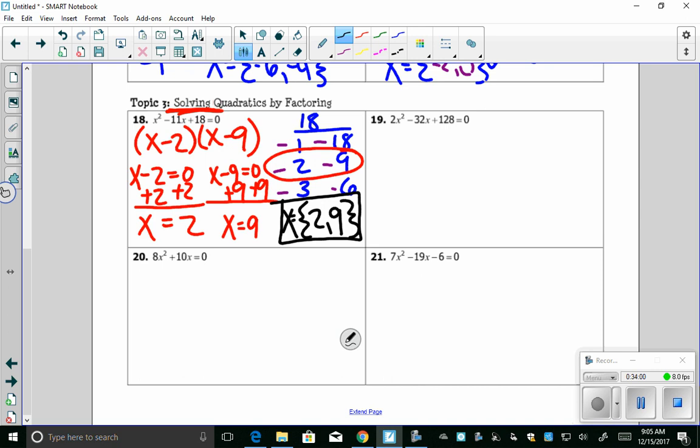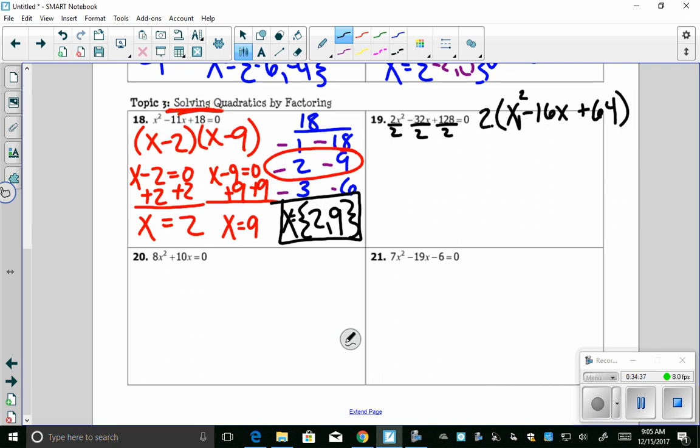Number 19. Always check to make sure you don't have a greatest common factor. For this problem, you do have a greatest common factor, and that is 2. So I have to factor out a 2. So when I pull that 2 out, all I do is divide everything by 2. Well, 2 divided by 2 is 1, so I'm going to have x squared. Negative 32 divided by 2 is going to give me negative 16x. And 128 divided by 2 is going to give me positive 64.